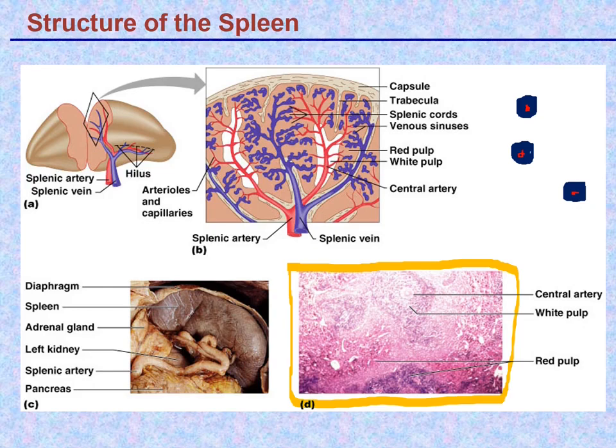Central artery, not central vein. Central artery, that's kind of shown. There's a central artery, and this area here, that's the white pulp. That's the area of lots and lots of white blood cells. The rest, on a good histological slide, would be all red, and that's called the red pulp. So you have these white blood cell rich areas all around surrounding central arteries.